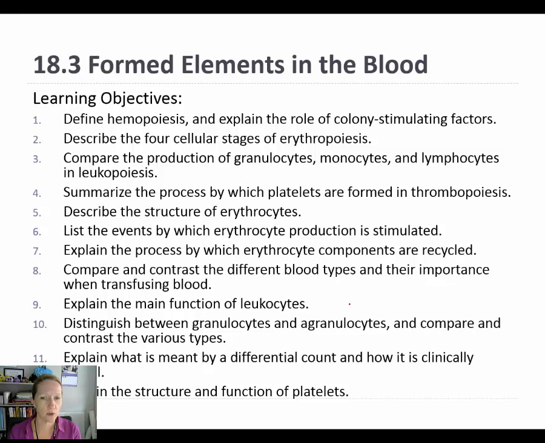So it's going through erythrocytes, it's going through leukocytes, it's going through platelets, but it's also going through blood types with erythrocytes. It's also going through how all these formed elements are made. So there's quite a bit in this section. So we're going to be chopping this section up into multiple videos. So the first thing that we want to do is let's talk about how formed elements are even made in the first place.